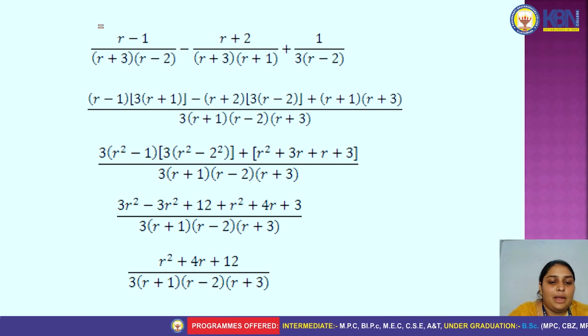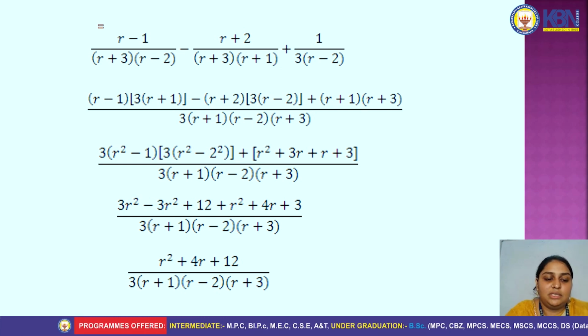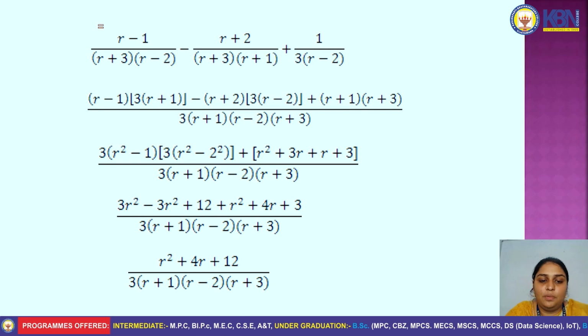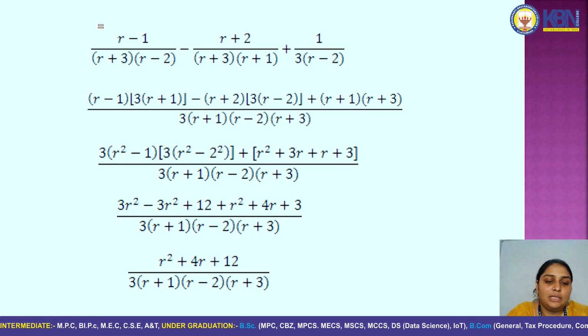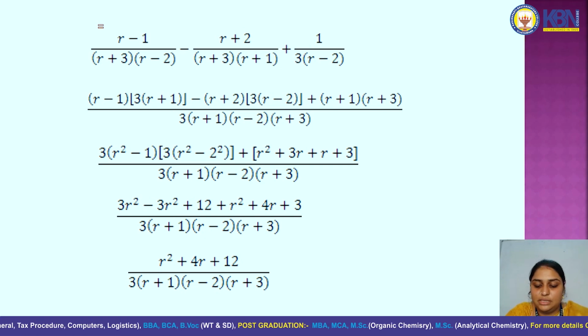Now do the algebraic addition, that is 3r² - 3r², which results in 0, plus r², so we get r². The next term is the r term, we only have 4r, and the constant is 12 plus 3, which means 15. So we get (r² + 4r + 15) by 3(r+1)(r-2)(r+3).